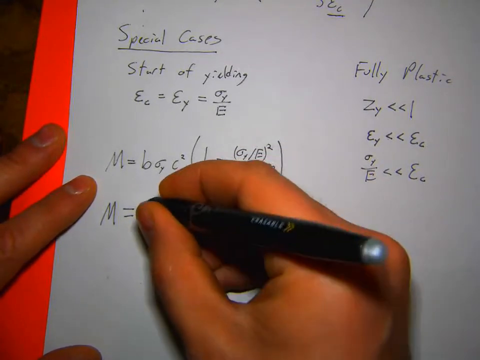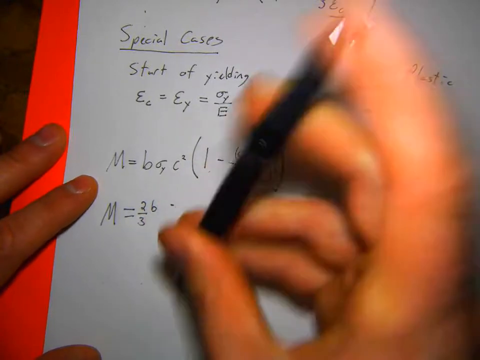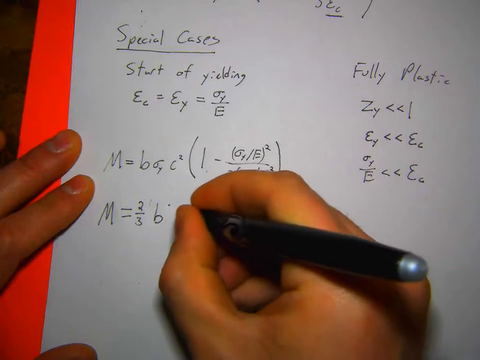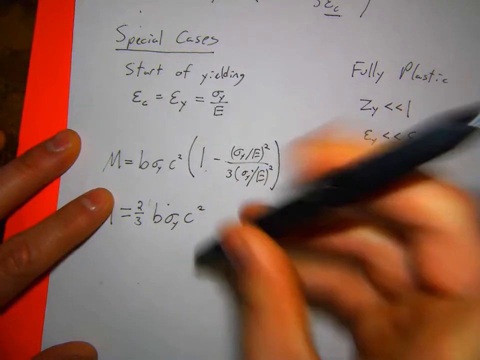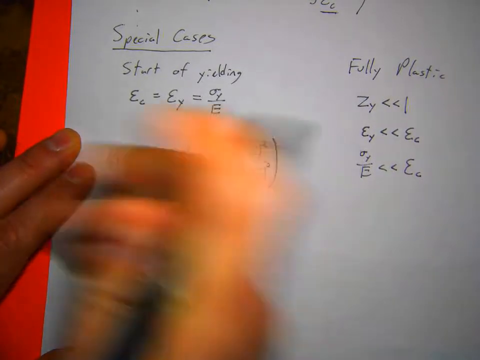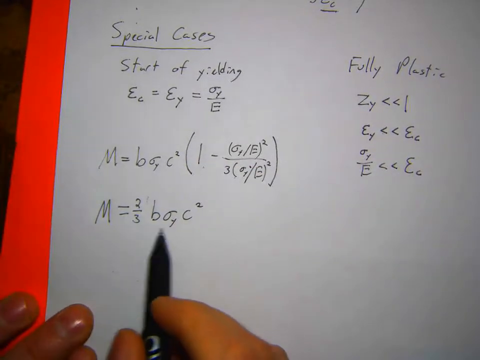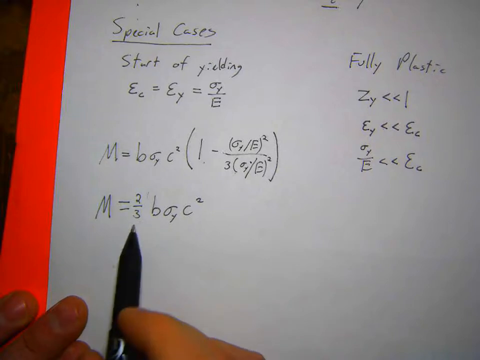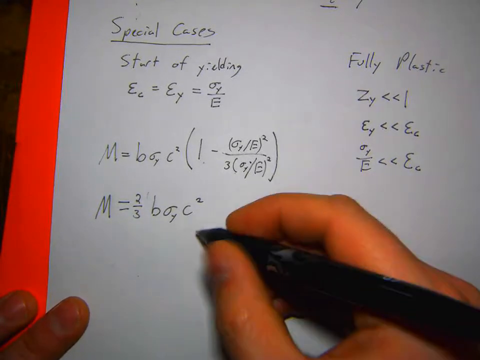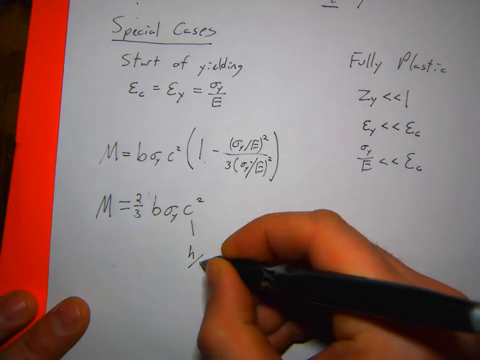So for a rectangular beam now, for a rectangular beam, I can say that my yielding starts when the moment is 2/3 the yield strength, and then here the c squared for a rectangle would be h over 2. So I could say this is also 2/3 b sigma yield h squared over 4.